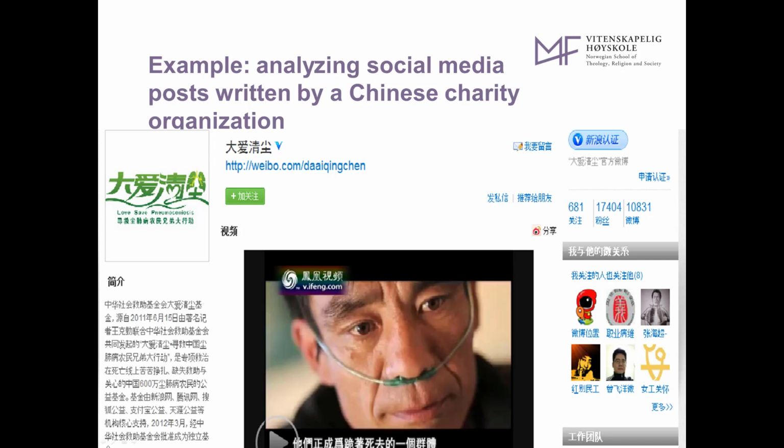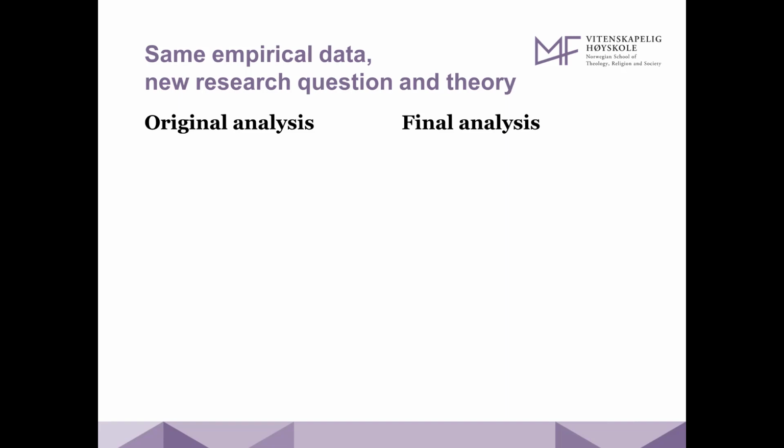They included a lot of short videos with workers who had contracted this disease, sharing their stories, calling on people following their account to donate money or help out in other ways. So I wanted to use this data to analyze this organization. And I decided to collect a set of Weibo posts from 2011 and 2012 from some selected months, because it would be too much to analyze all posts from both these years. So that was my data. I had 5 randomly selected months from these 2 years, 2011 and 2012.